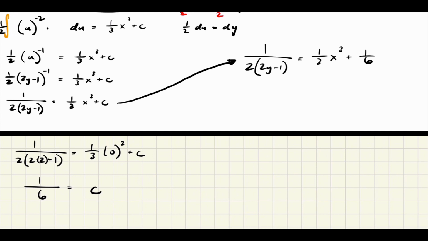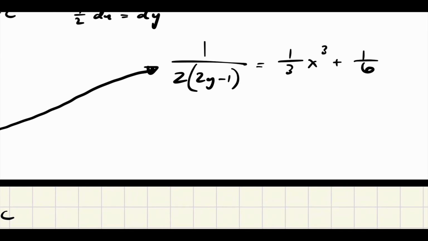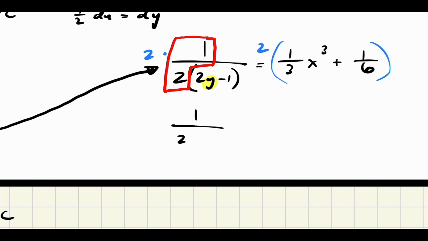Last step, I got to solve for y. Okay. So y is down here. What I'm going to do first, it's being multiplied by a fraction. That fraction is 1/2. So I'm going to multiply by the reciprocal of 1/2, which is 2. That gets rid of the fraction, 1/2. So now I have 2/3 x cubed plus 2/6, which is 1/3.